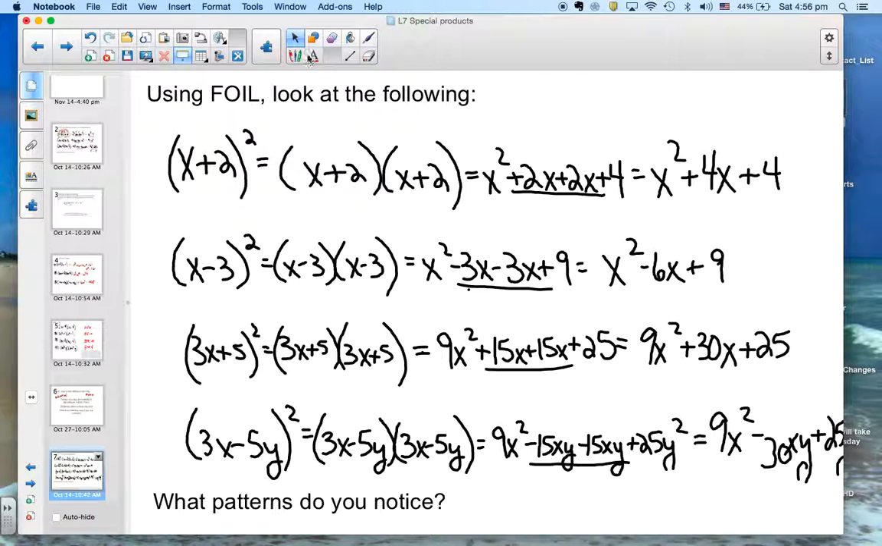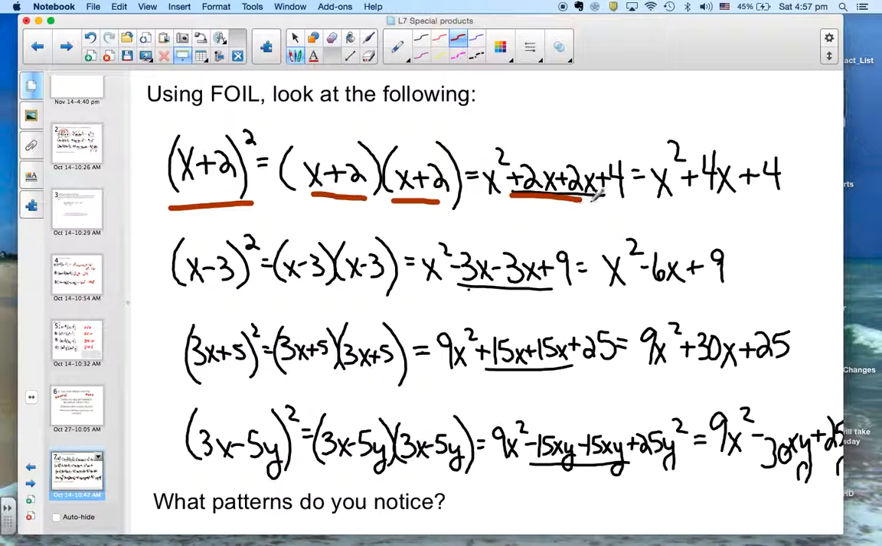Okay, let's talk about some of the things you should have noticed. The first thing you should have noticed when you're squaring a binomial is that all the terms are the same in the first and second factors. The signs are also the same. So when we do FOIL, we get x squared plus 2x plus 2x plus 4.